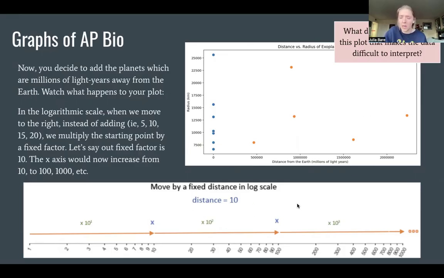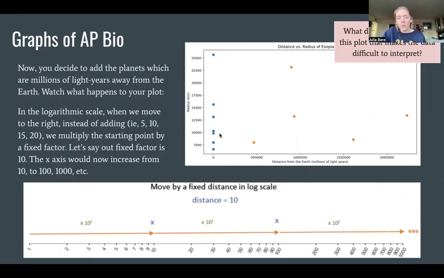Ignore this bottom part right here for right now. Don't worry about this for right now. Focus on this top part, this top graph. What do you notice about this data, the plot, that makes the data difficult to interpret? I want you to pay attention to what happened to the blue dots. Did you see it?